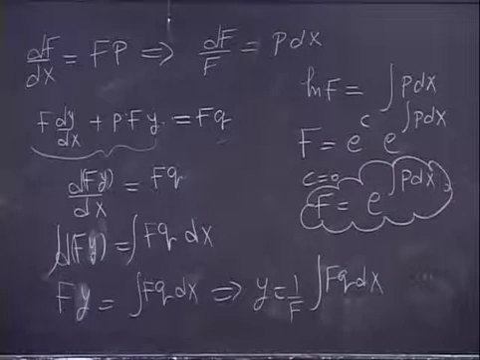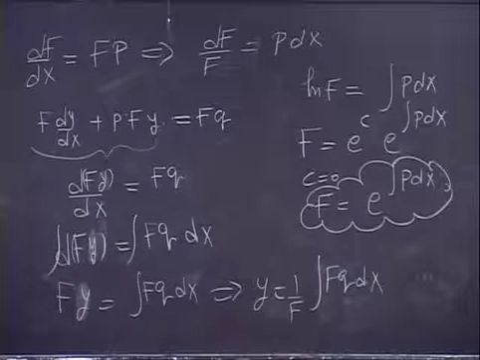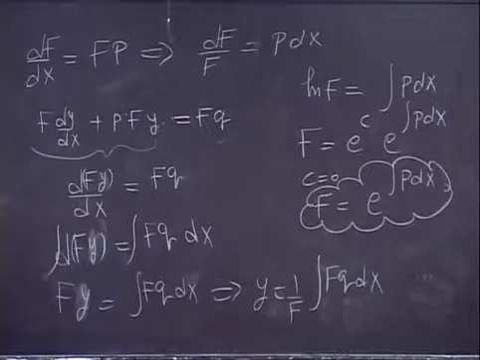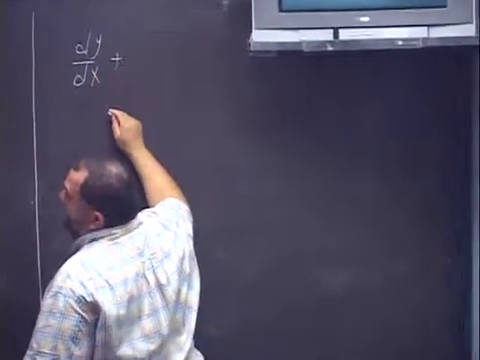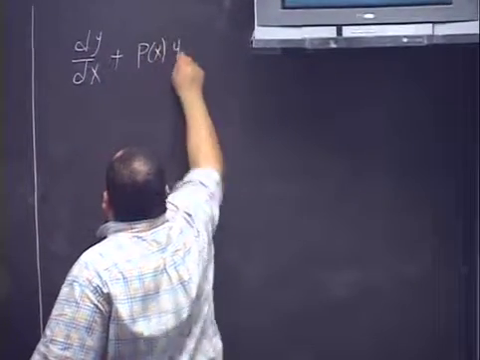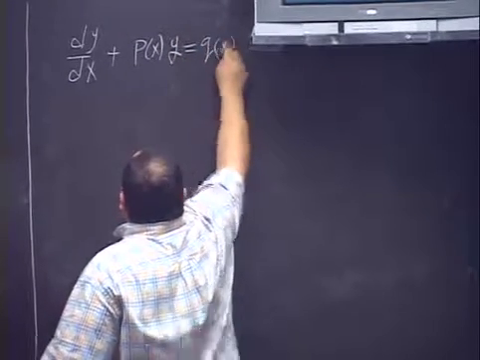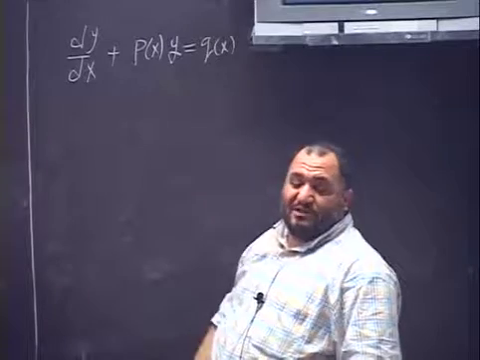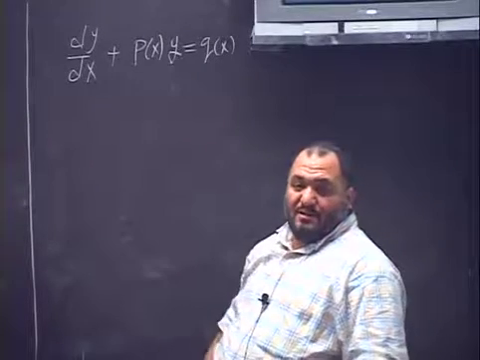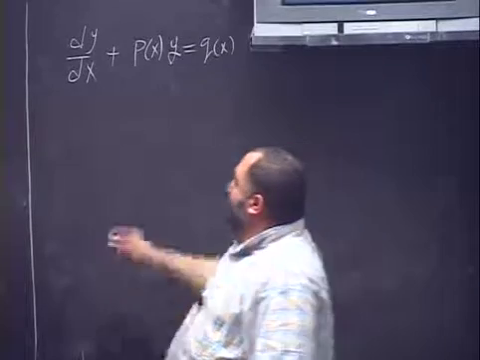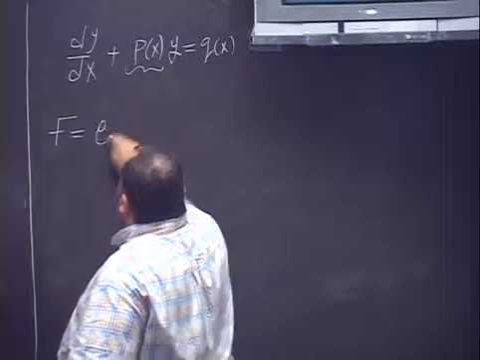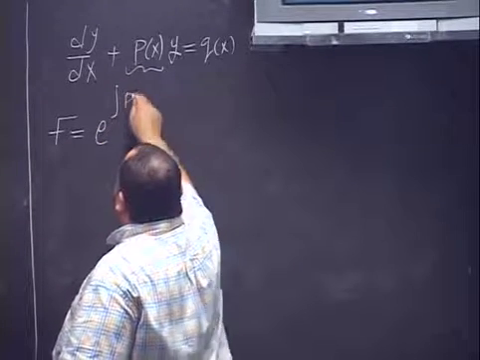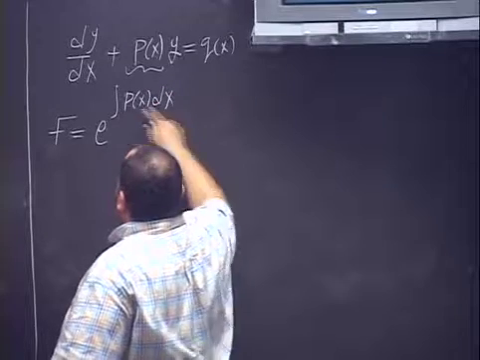So how to solve a first order linear differential equation? You say dy by dx plus p of x multiplied by y equal to q of x. So the first thing is to multiply by the integrating factor. What's the integrating factor f? f is equal to e to the power of the integral of p of x dx. This is your integrating factor.